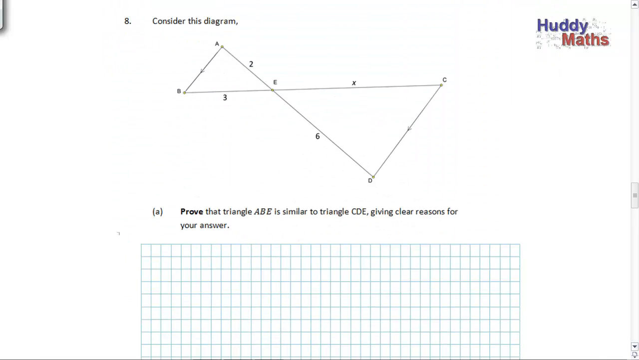Hope you're getting some marks here. Now question 8, consider this diagram. Prove that the triangle ABE is similar to triangle CDE, giving reasons for your answer. So let's state it in triangles ABE and CDE. Let's see if we can get some equal angles here. So we could say angle AEB, that's that one, equals angle CED, this one here, and the reason is vertically opposite, like that.